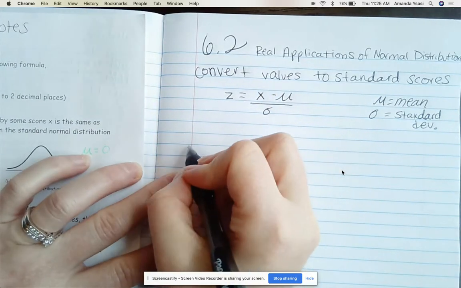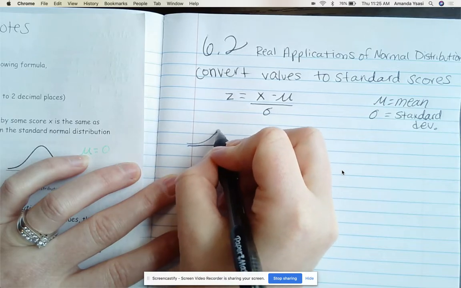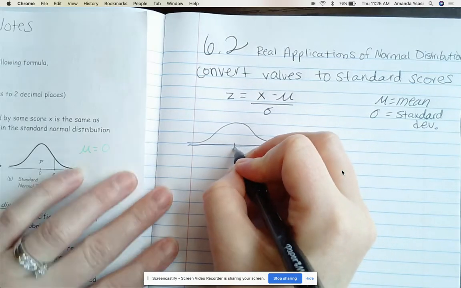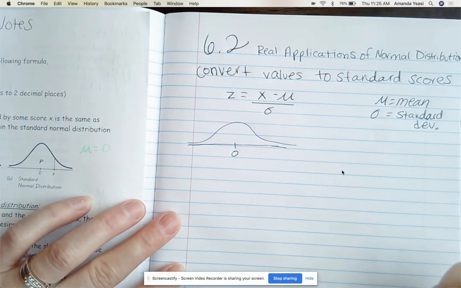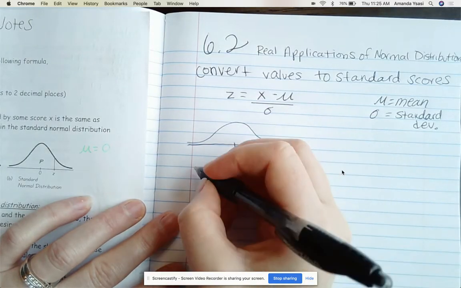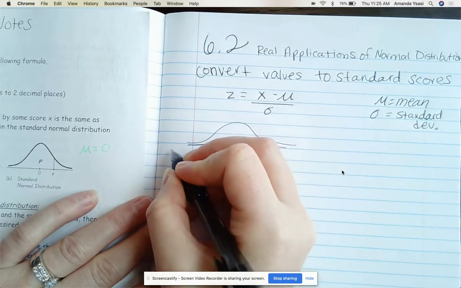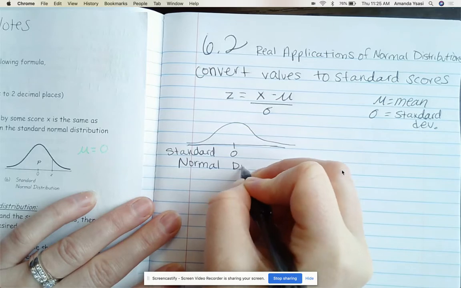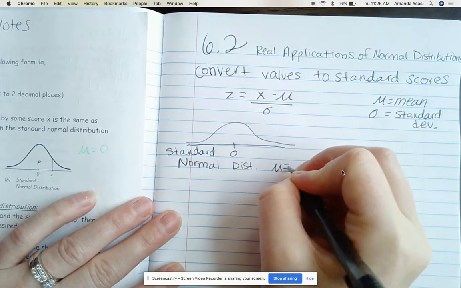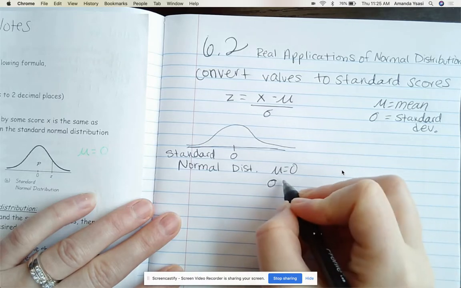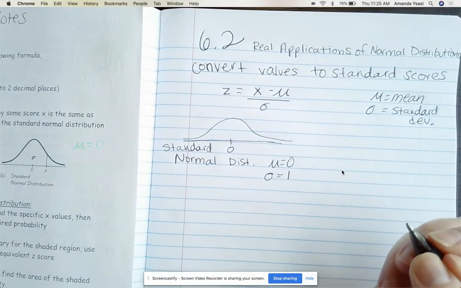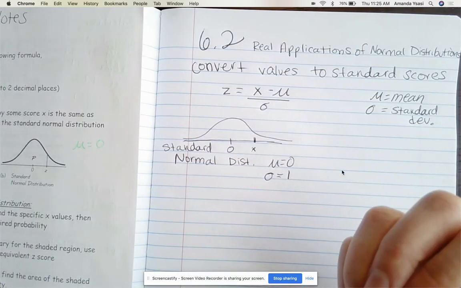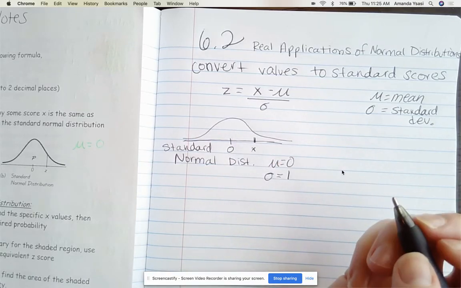Okay, so we have been working with standard normal. And this is where you have 0 as your mu and 1 as your standard deviation. This is called normal distribution or standard normal, whenever you have a mu of 0 and a standard deviation of 1. And we've been going to find x, what x is, and then finding our z, our area.